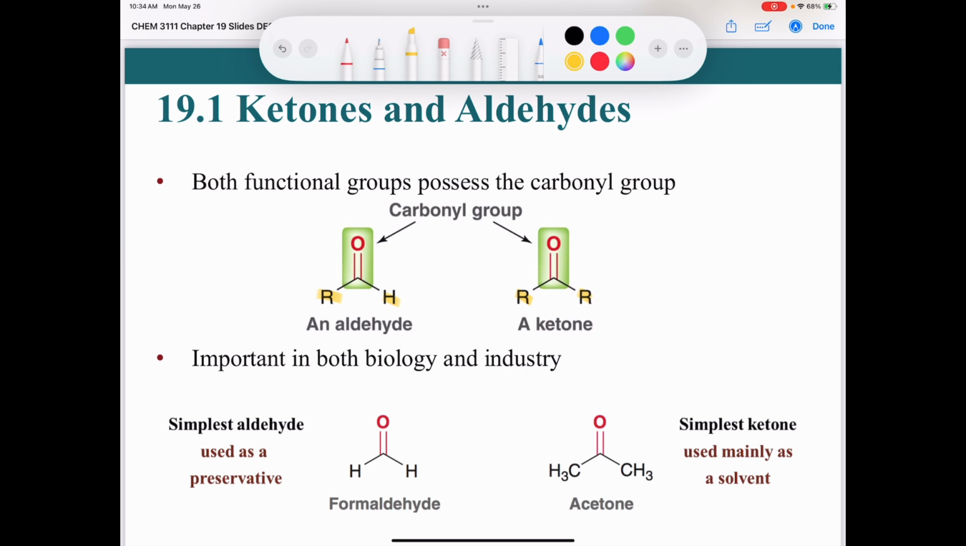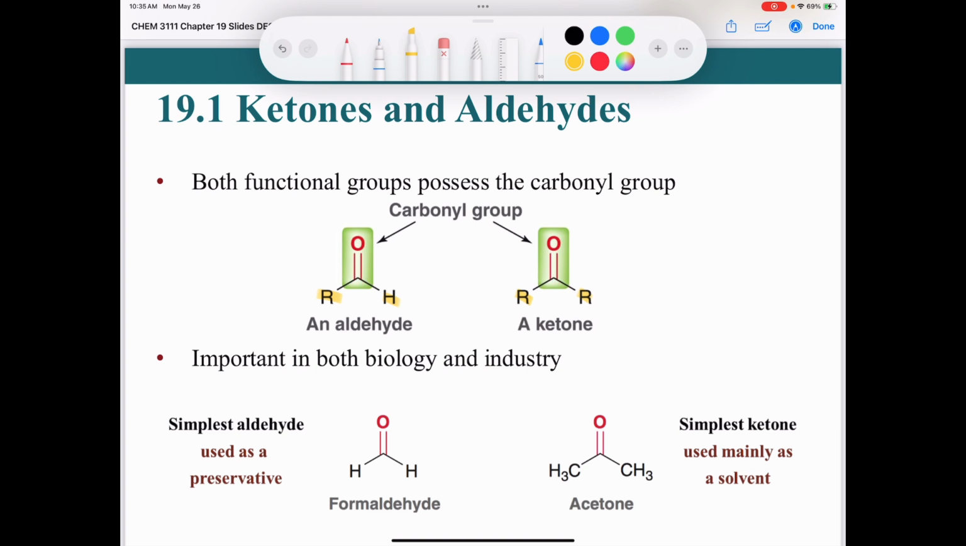And ketones and aldehydes are everywhere in biology and industry. Something else that's kind of interesting is that even though there are carbonyl groups also found in carboxylic acids, esters, amides, acid chlorides, etc., sometimes when chemists talk about carbonyls, if they're just saying, oh, it's a carbonyl compound, a lot of times they're referring to an aldehyde and a ketone.